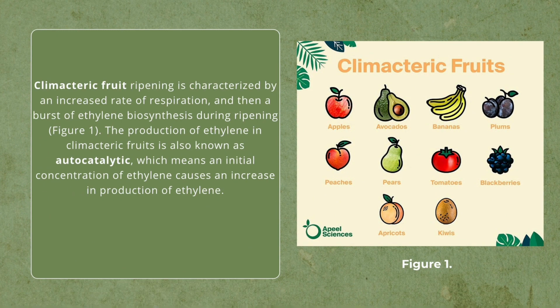Climacteric fruit ripening is characterized by an increased rate of respiration and then a burst of ethylene biosynthesis during ripening. The production of ethylene in climacteric fruit is also autocatalytic, which means an initial concentration of ethylene causes an increase in the production of ethylene.